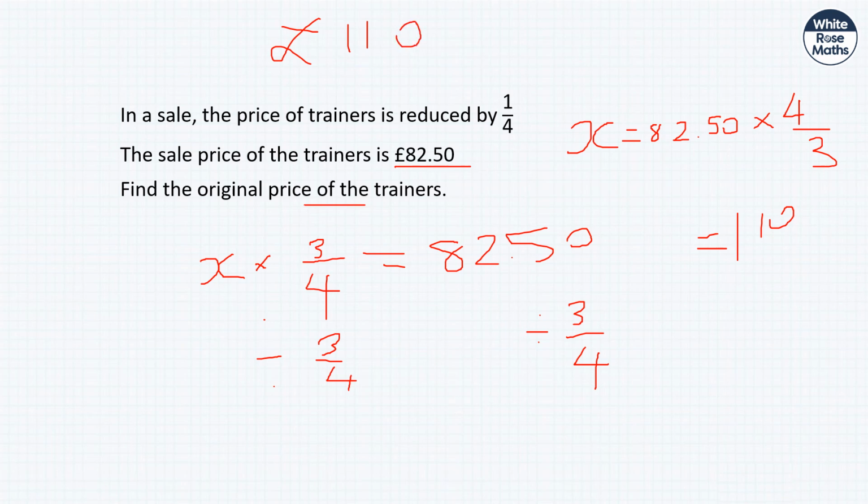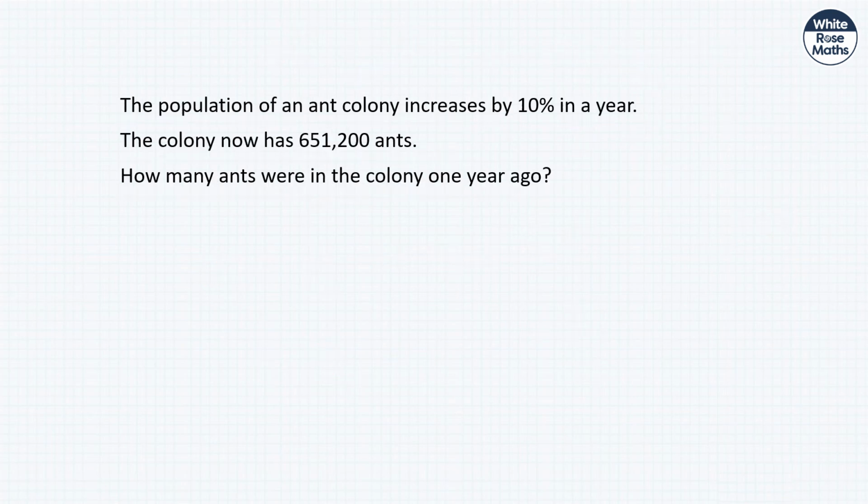And if you check your answer, 110 times the reduction, which will be 3/4, just do it on your calculator. 110 times 3/4 is indeed £82.50. There we go.